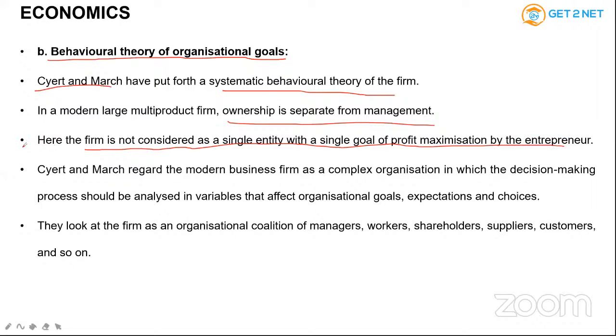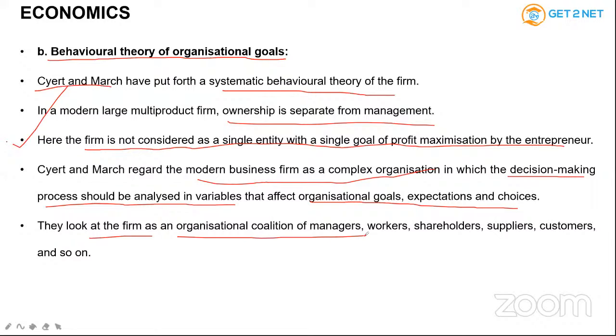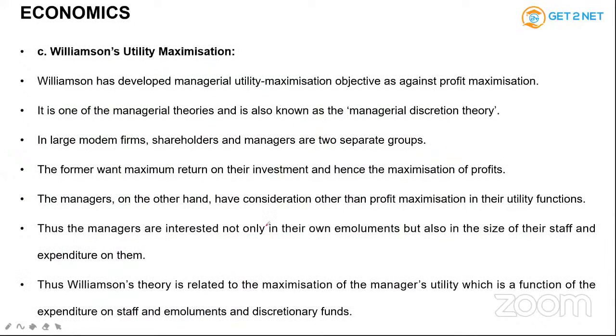Here, according to them, the firm is not considered as a single activity; rather they consider it as a complex organization, where the decision making process takes place, variables are analyzed, and that affects organizational goals, expectations and choices. They look at the firm as an organizational coalition of managers, workers, shareholders, suppliers, customers, and so on. Okay, coalition of everything. They look upon that.